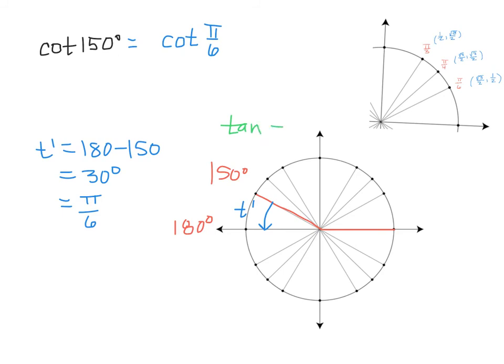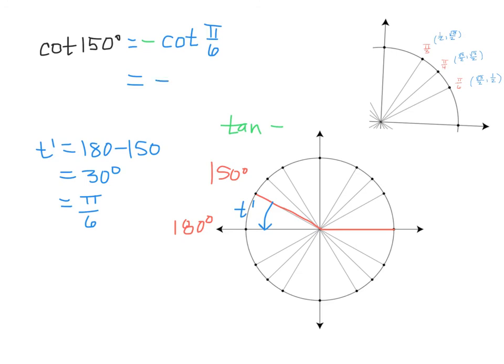Tangent is negative in the second quadrant because it's y over x, and y is positive, x is negative, so it ends up being negative. So we're going to have negative cotangent of pi over 6 for our trig function value. So taking a look at pi over 6 over here, because it's reciprocal, we're going to take x over y and put a negative out in front.